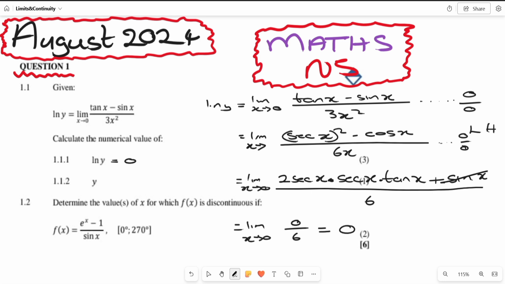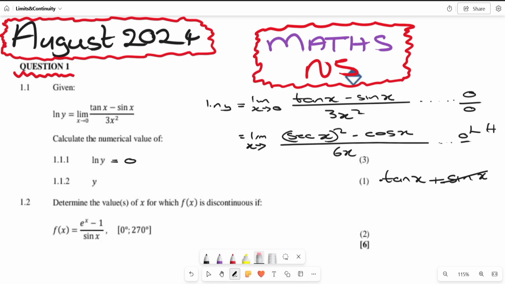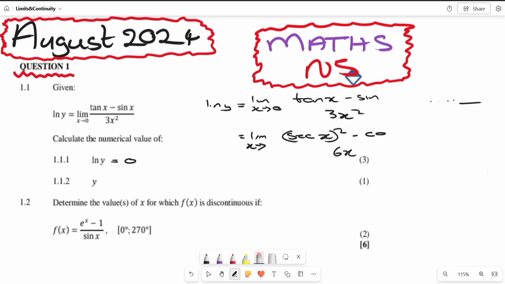Now we need to find out the value of y. We now need to find out what the value of y is. So you need to know how you use your log. So let me just erase this. This one is important because we need to know how to use your log.